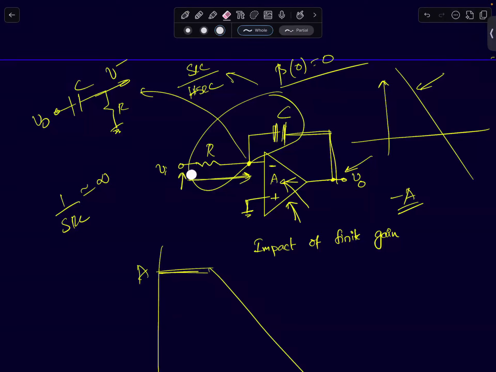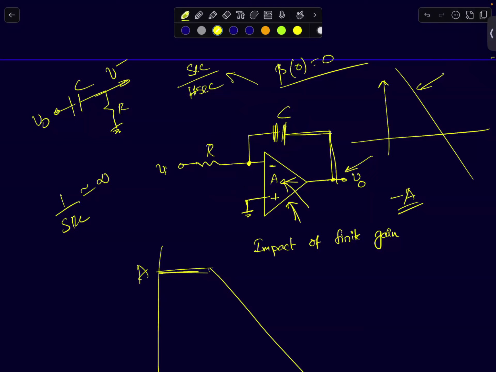You can do an exact analysis of this circuit using KCLs and KVLs and arrive at a result. But since you guys have already done Miller's theorem, you can use Miller's theorem and say that if I put a capacitor across an amplifier with a gain of A, remember the gain from this node to this node has a 180 degree phase shift. So the total capacitance seen at this point will be C into 1 plus A. The capacitance will look like a multiplied capacitance at this node.